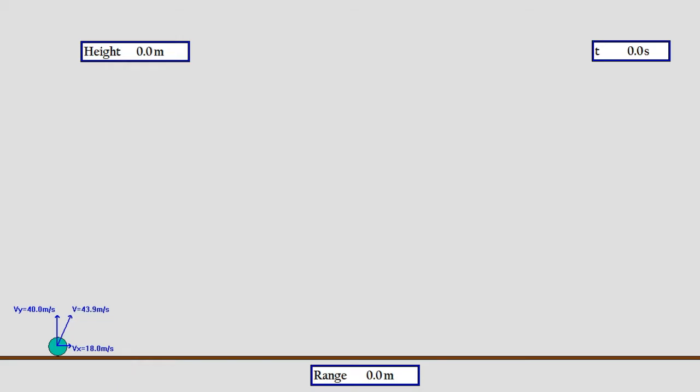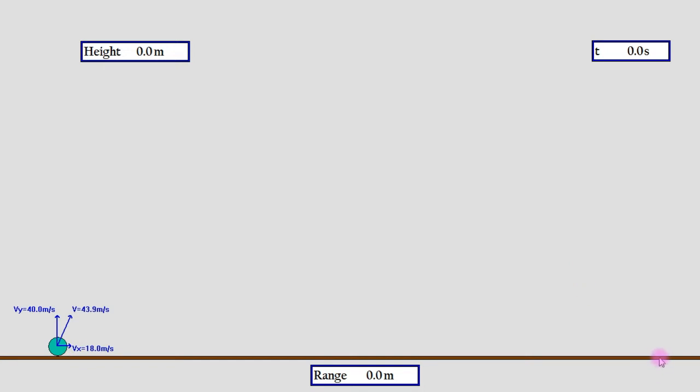Hi folks, we're looking at a level-to-level, horizontally and vertically launched projectile today. That means our object will actually have an initial velocity in the y direction and one in the x direction. Now for the purposes of what we're doing, this is going to be a level-to-level, meaning the object will return back to the ground level at which it started.